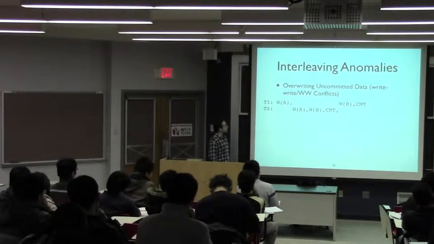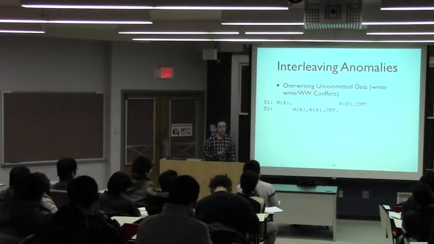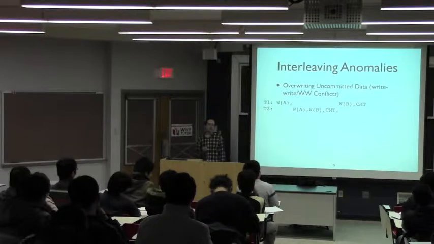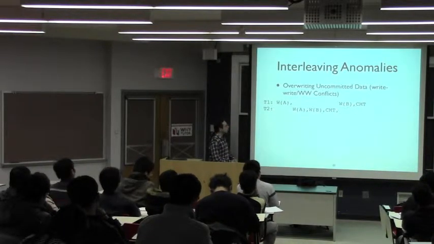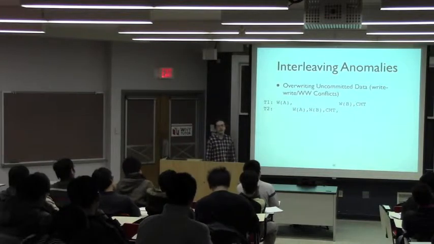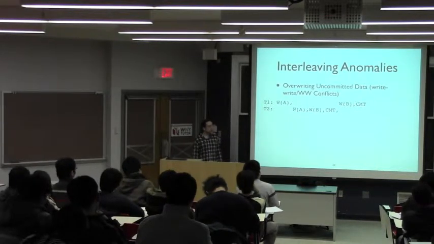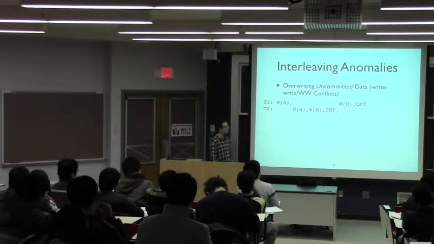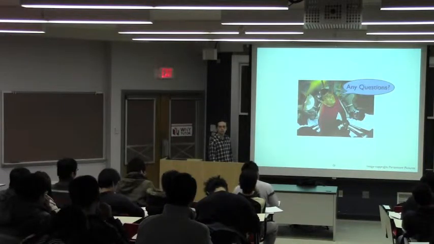So essentially, these three conflicts, if we can efficiently detect them and decide that two transactions are conflicting, or essentially avoid getting into these conditions in the first place, then we essentially have our way of doing interleaving and serializability. So any questions on the conflicts?